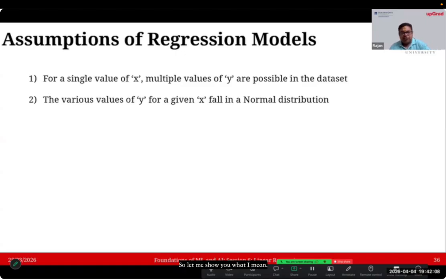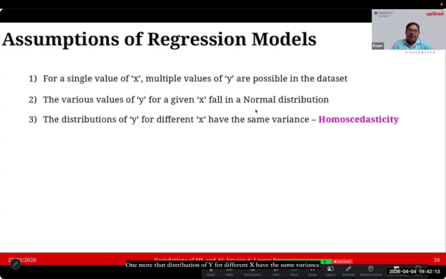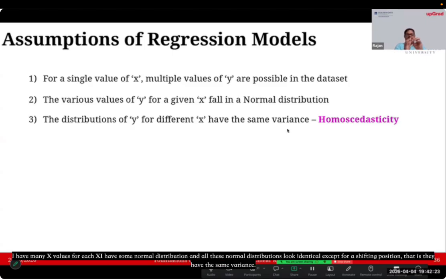Let me show you what I mean. Let's finish one more. The distribution of y for different x have the same variance. What does it mean? I have many x values. For each x, I have some normal distribution. And all these normal distributions look identical, except for a shift in position. That is, they have the same variance.